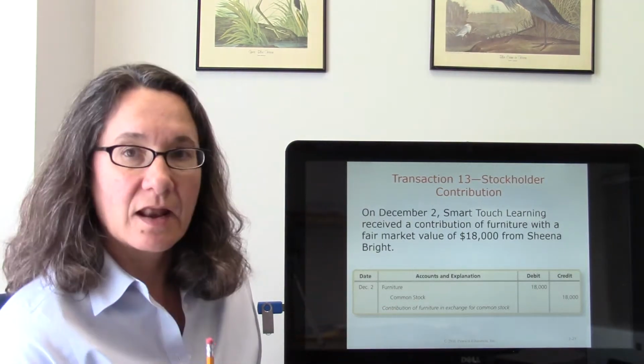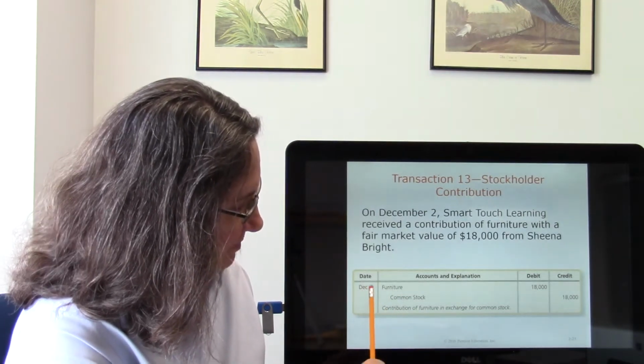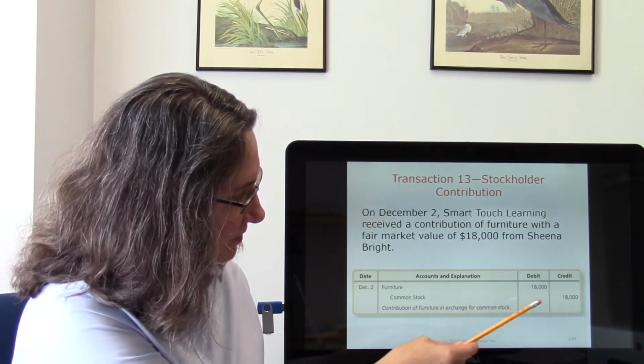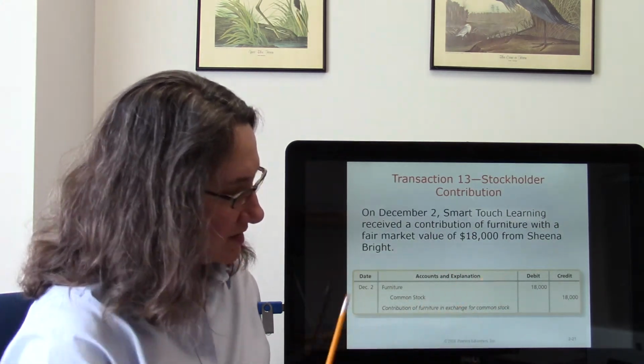So we've analyzed it. Now let's do our journal entry. Journal entry on December 2nd. Furniture account, got a debit, $18,000. Common stock, got a credit, $18,000.